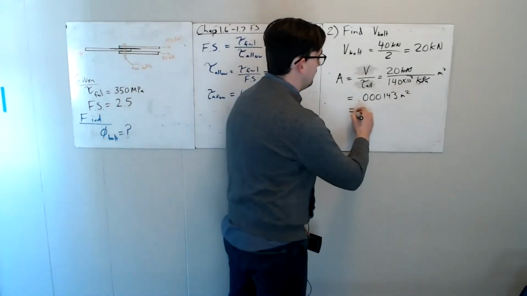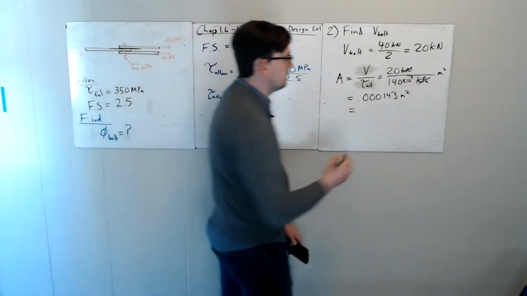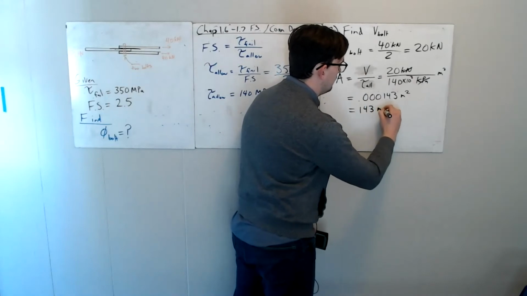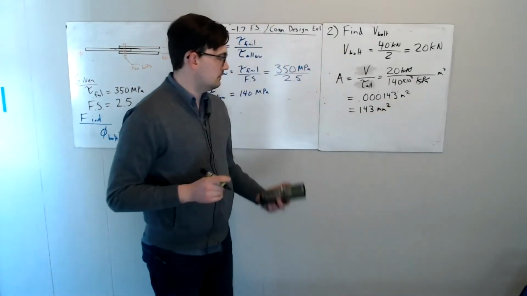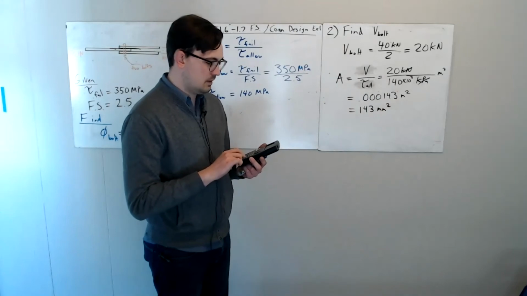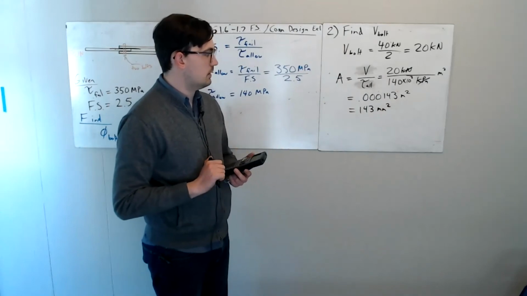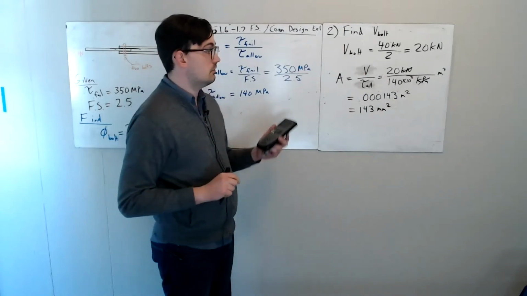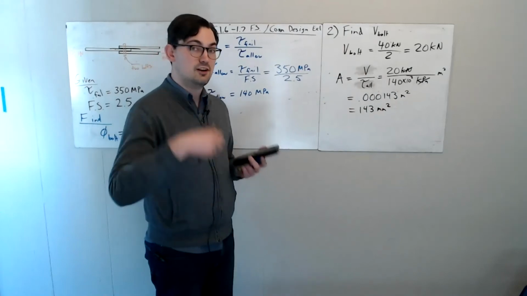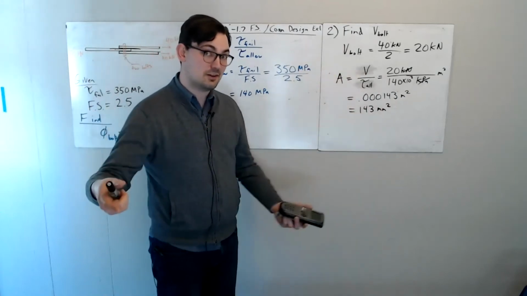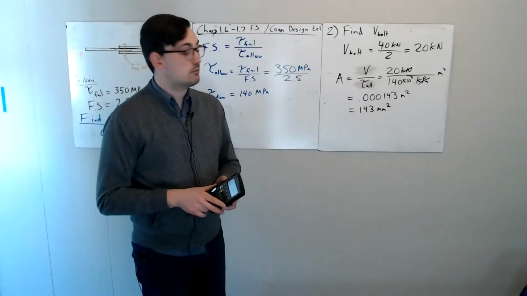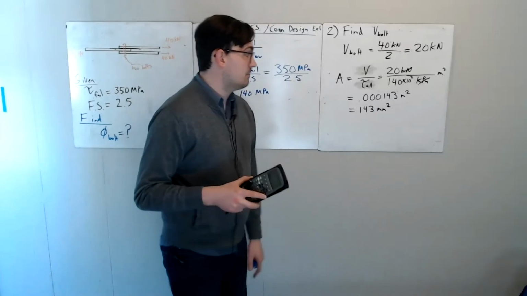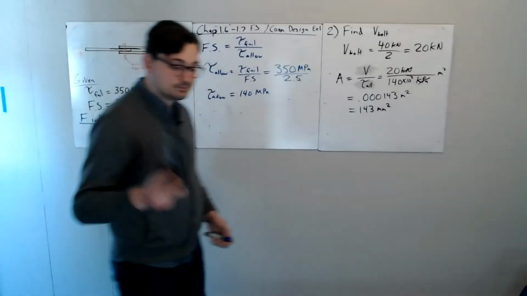The area for that bolt is going to be 143 millimeters squared. You'll notice that I moved that decimal 6 times, because I'm going from meters squared to millimeters squared. So I've got to multiply by 1,000 and also by 1,000 again. That gives me 143 millimeters squared. Now I'm very close to my answer. I have an area, but I was asked to find diameter.